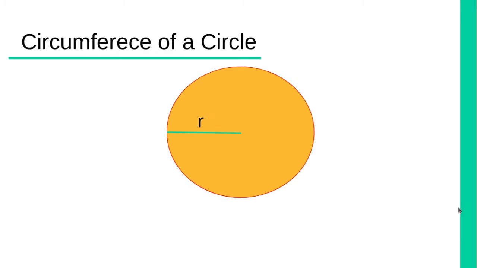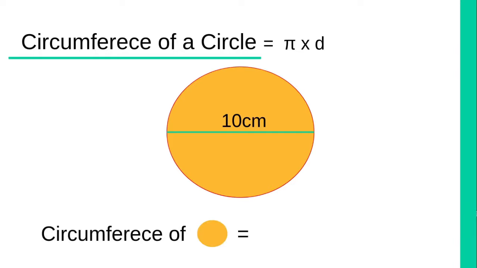To calculate the length of the circumference of a circle, that is the length of this red line, we have to multiply pi times the diameter of the circle. So if the radius again is 5 centimeters, its diameter will be 10 centimeters. And so its circumference will be pi times 10, which is equal to 31.4159 centimeters.